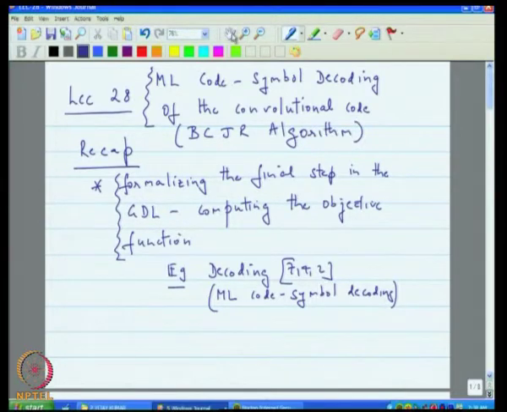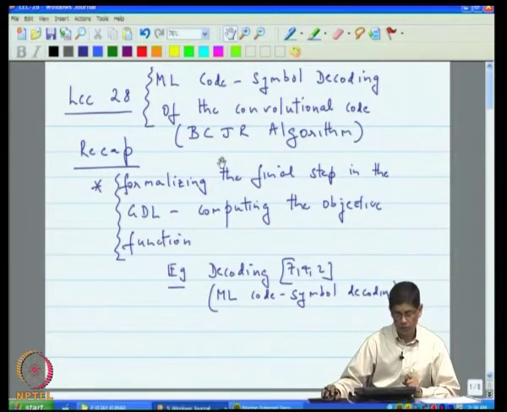So the B stands for Lalit Bal. This is Cook, Jelinek and Raviv, and Lalit Bal was actually a former student, a long time back student of IIT Kharagpur.